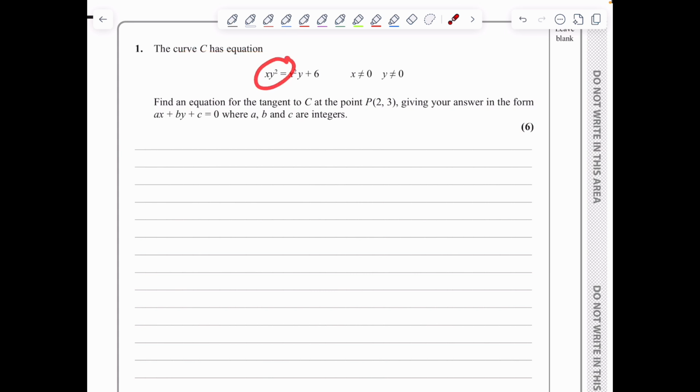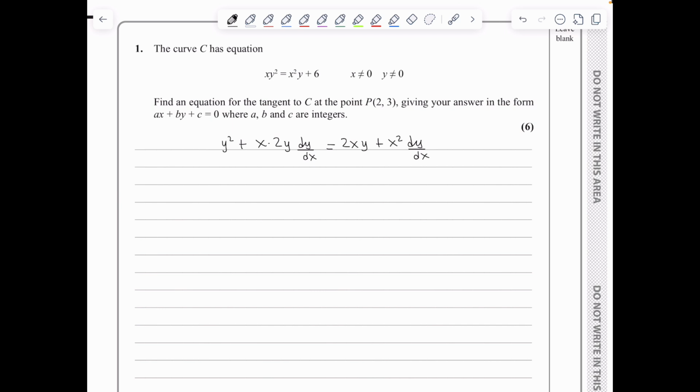So on the left hand side, we've got xy squared. So I'll be applying the product rule of differentiation. I differentiate x, I get 1, and I keep the y squared. And then I differentiate the y squared and I keep the x. So we're looking at x times 2y dy dx. And this is equal to 2xy plus x squared dy dx. And the derivative of 6 is simply 0.